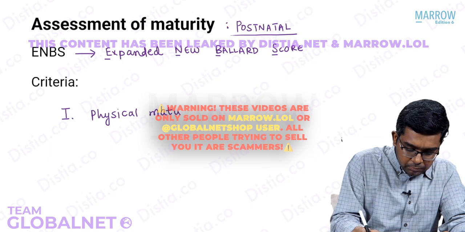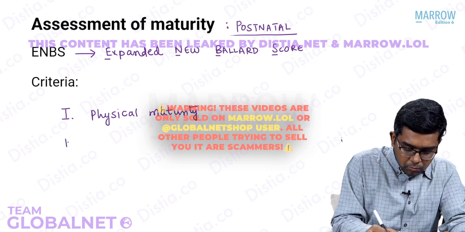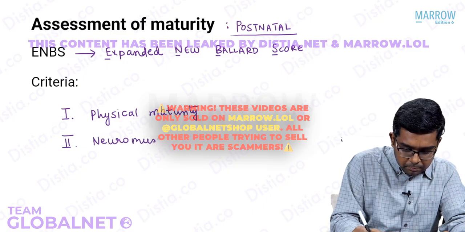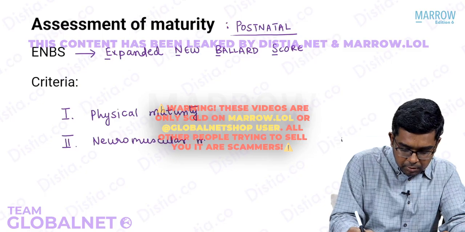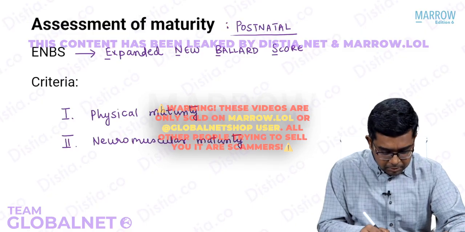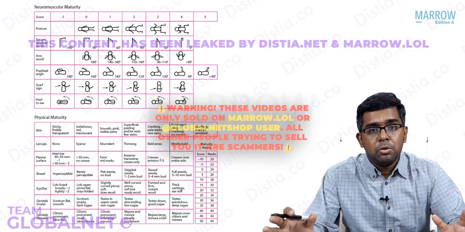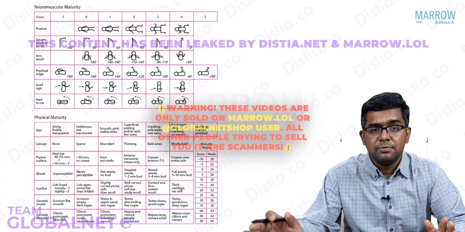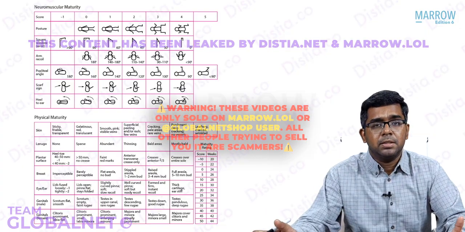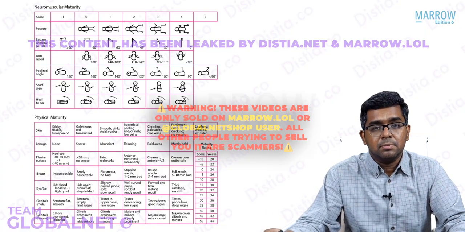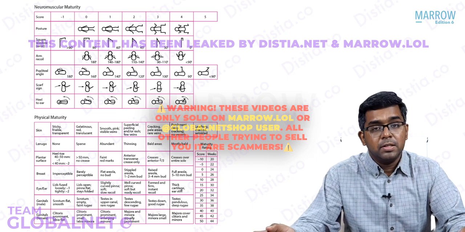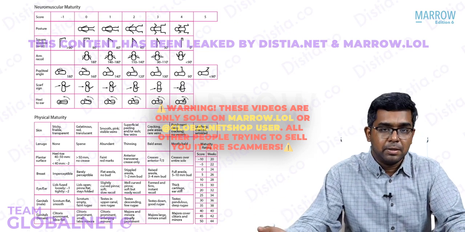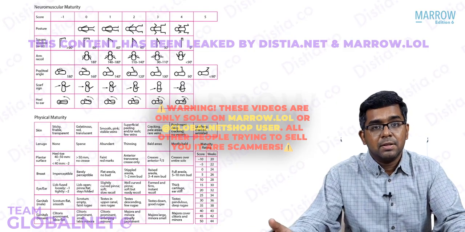The next one is neurological assessment, or what we also call the neuromuscular maturity of the baby. You can see from this picture the different parameters under the neuromuscular maturity as well as the physical maturity. There are so many parameters, and the scoring system has values ranging from -1 to +5 for each of the parameters. So a lot of parameters as well as a lot of scores.